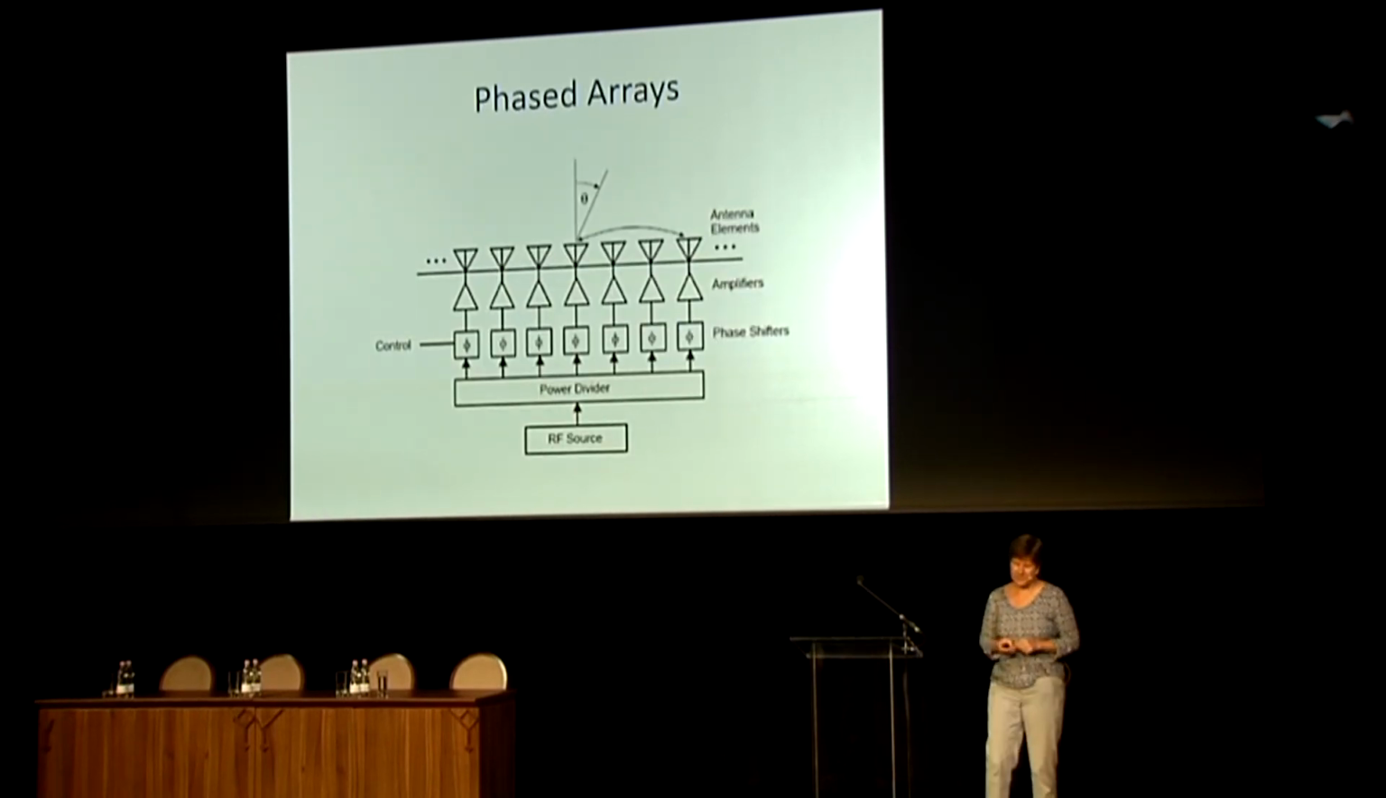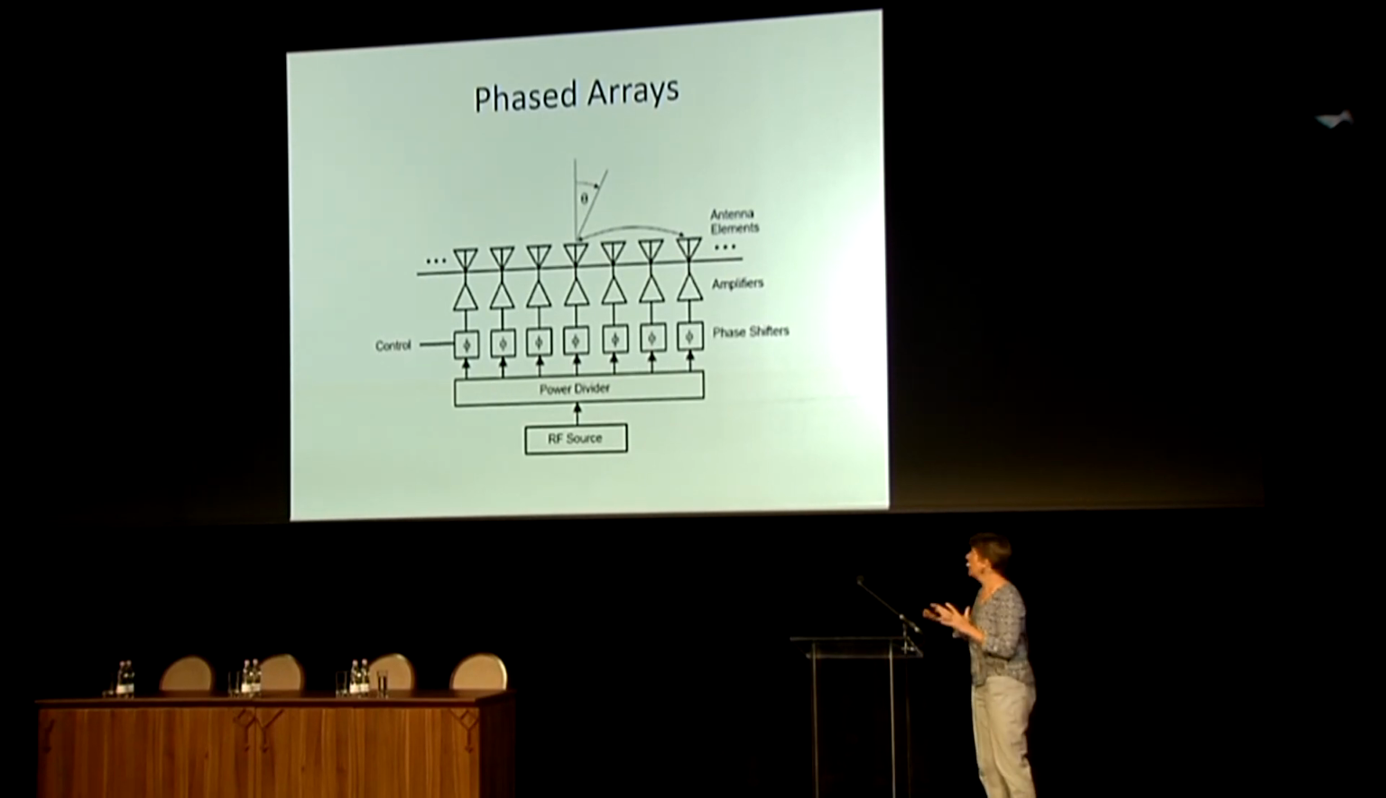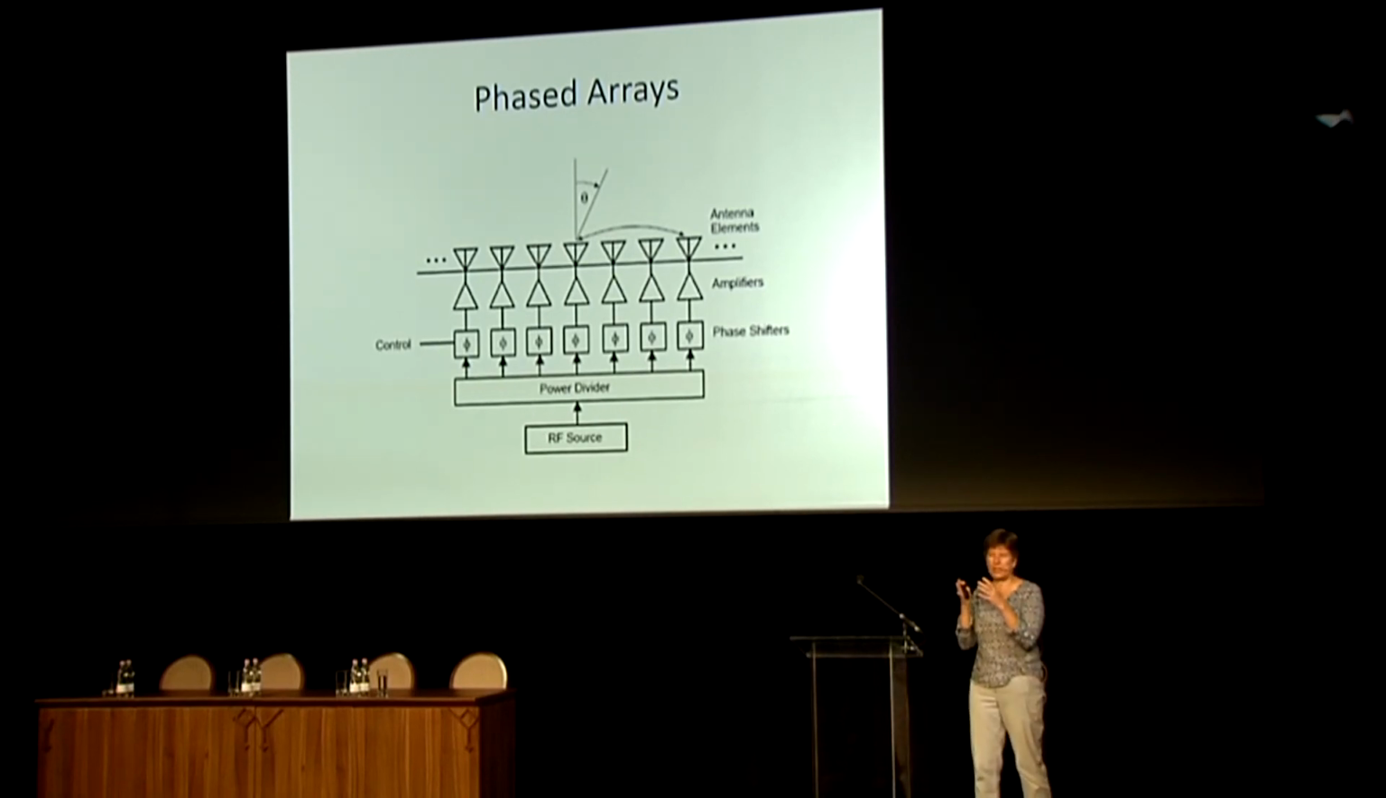Okay, so a phased array is a cool component. The way it works is you have a set of antennas, and you have a radio frequency source whose power is then divided up across the antennas, and there's control that controls the phase shift of the antennas. When you apply them, you get constructive interference primarily in a particular direction.